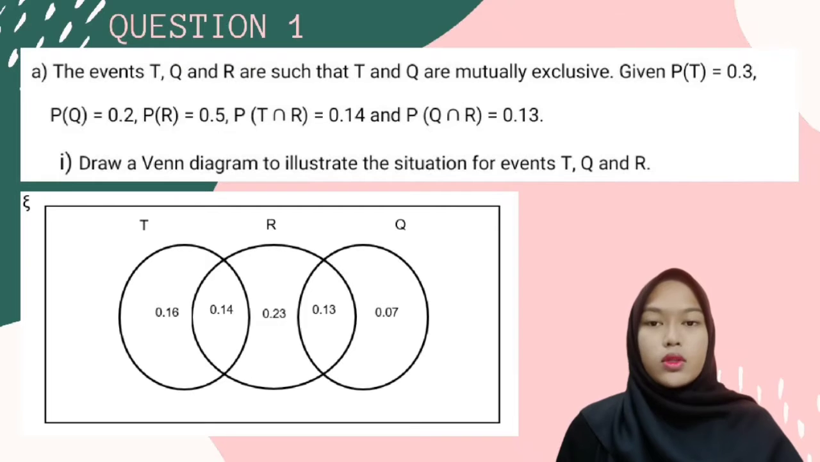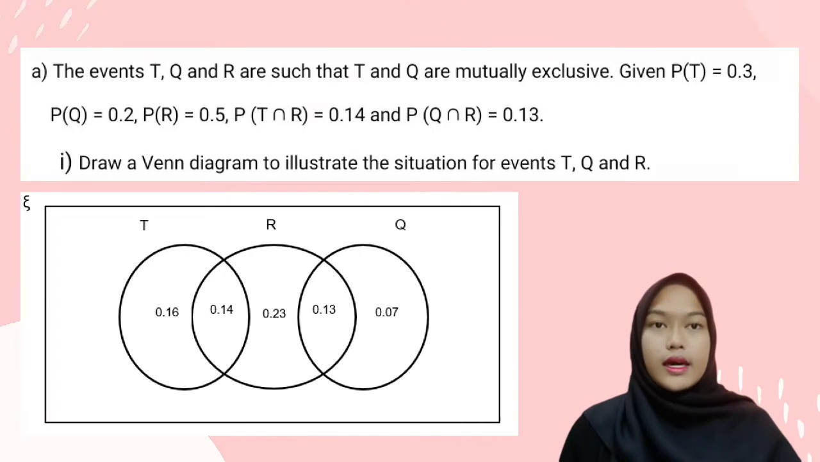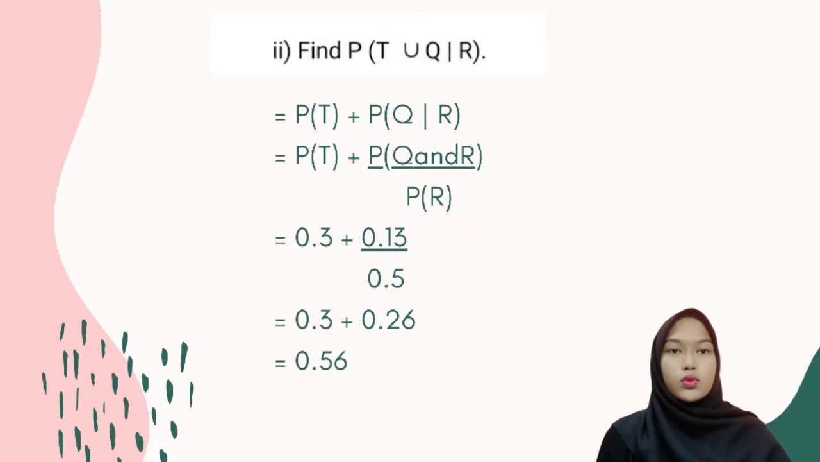We were told that the probability of event T is 0.3, event Q is 0.2, and event R is 0.5. To find the probability of event T only, subtract the probability of the intersection between T and R from 0.3. The same goes for event Q only and R only. The question asks for the probability of event T union Q intersection R. First, find the probability of event T and also the probability of event Q intersection R respectively. Then add up those values and we get the final answer 0.56.